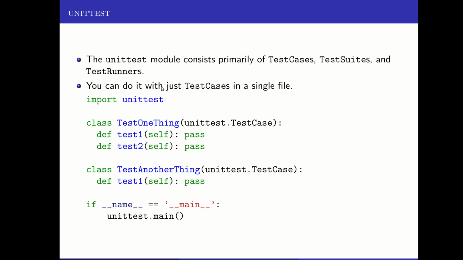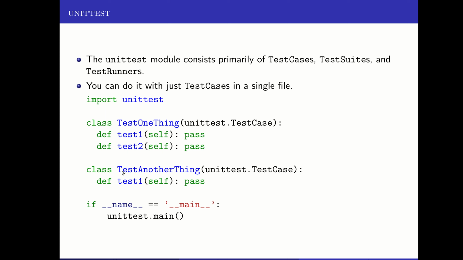You can do testing with the unit test module using simply test cases in a single file. You inherit from the test case class. So here we see that test1 thing is inheriting from unittest.TestCase. It has two test functions included in it. They do nothing at the moment.